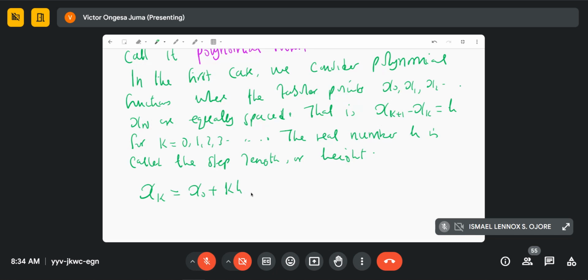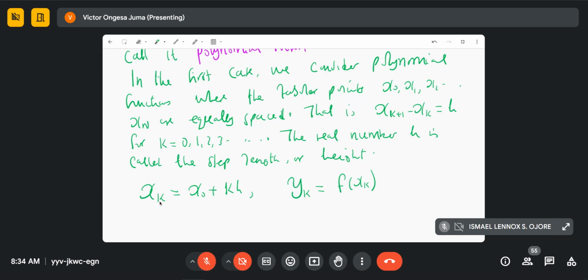And so in this case, I will use this notation. When I write yk, I mean the value of f evaluated at the nodal point xk, or x subscript k.